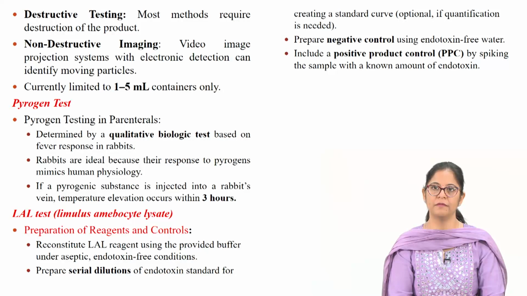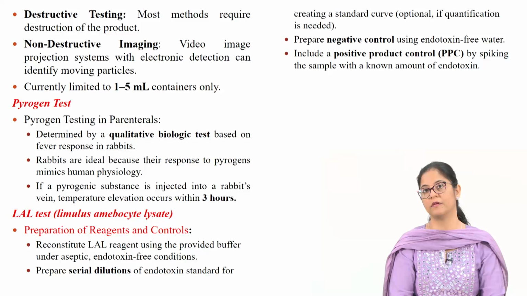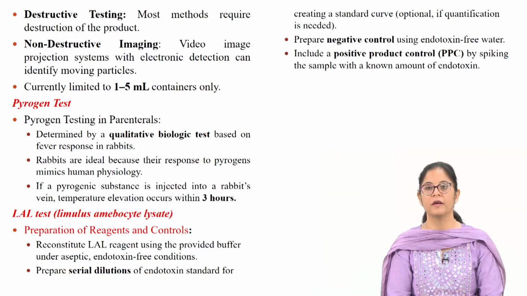Pyrogen testing in parenterals is done, and it is determined by qualitative biological tests based on fever response in rabbits. Rabbits are ideal because their response is similar to humans. If a pyrogenic substance is injected into a rabbit's vein, temperature elevation occurs within 3 hours. The LAL test, that is limulus amoebocyte lysate test, is also done.